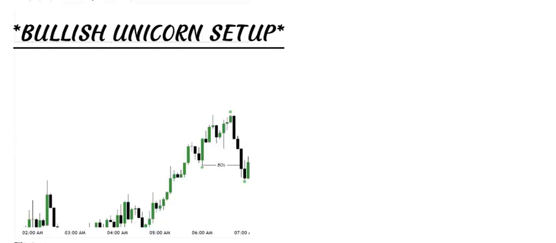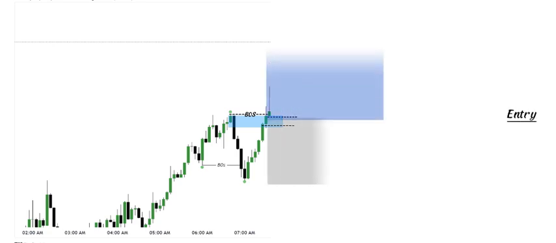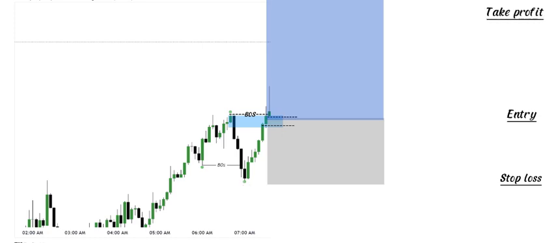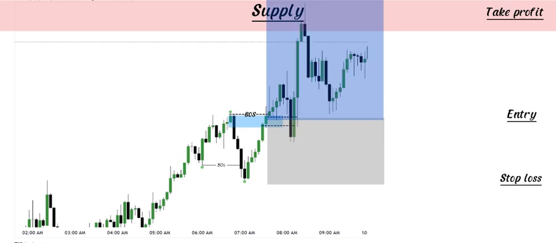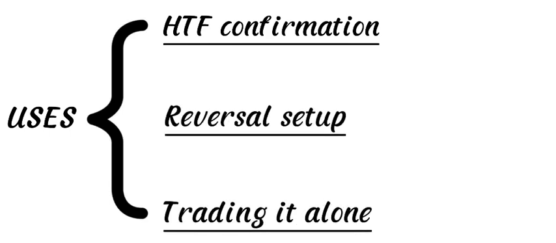Example 2. Bullish unicorn setup. Price broke structure, creating an order block. Instead of respecting the order block, price broke through it with an overlapping fair value gap. Unicorn setup confirmed. Entry. Place your entry at the overlapping zone. Stop loss. Below the swing low. Take profit. Target the next supply level. Again, price retraced into the zone and reversed sharply. Try backtesting this setup yourself to see how it performs. You can use this as a higher time frame confirmation, a reversal setup, or trade it alone.